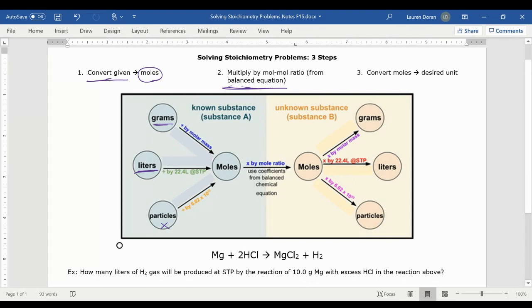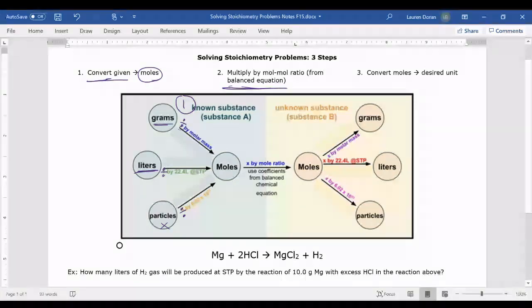Okay, so of our given known substance, step 1 is going to be to convert it to moles. You can see on the map here, all the arrows are pointing in one direction toward moles. We are dividing for each of these. This is a division sign. Dividing by molar mass, dividing by 22.4, or in rare cases, dividing by 6.02 times 10 to the 23rd.